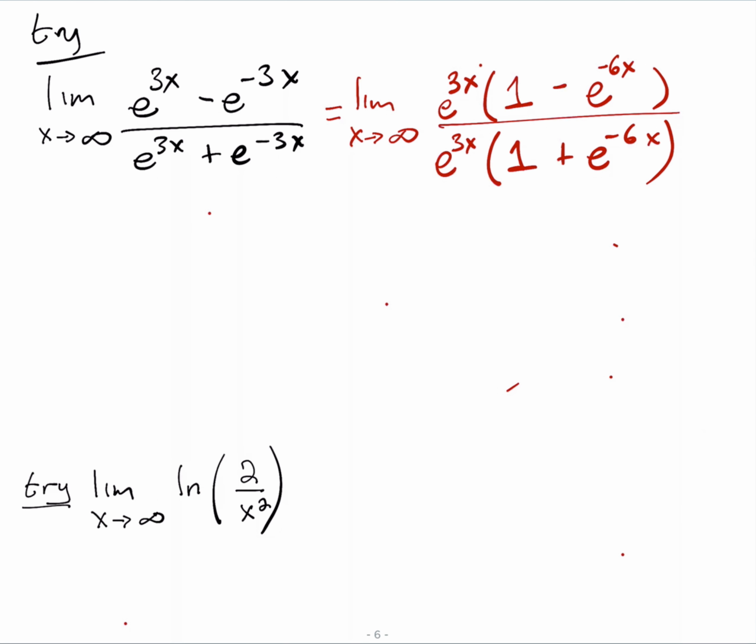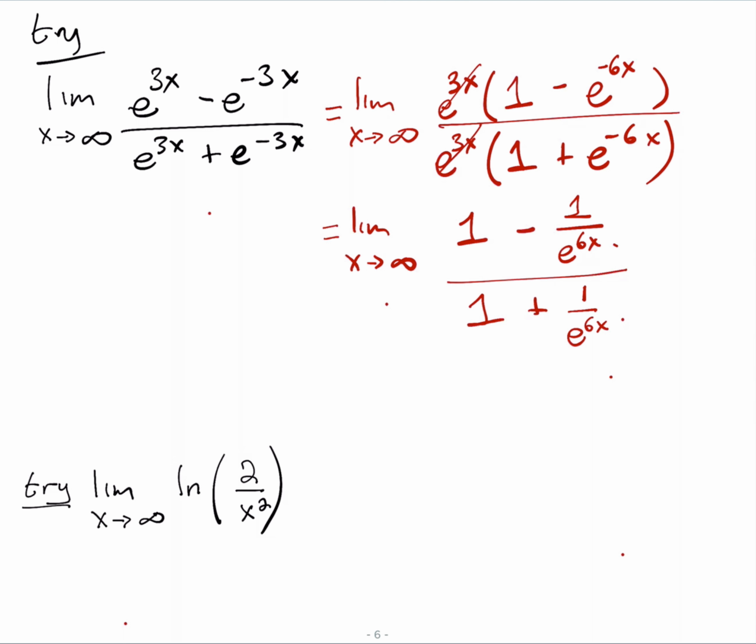Okay, so right here you can see that these are going to cancel, right? Now, what is that equal to? This is the limit as x goes to infinity of 1 minus, instead of having the negative exponent, let me write it as 1 over e to the 6x, like that. And then over 1 plus 1 over e to the 6x. Is that correct? Yes, it is, right?